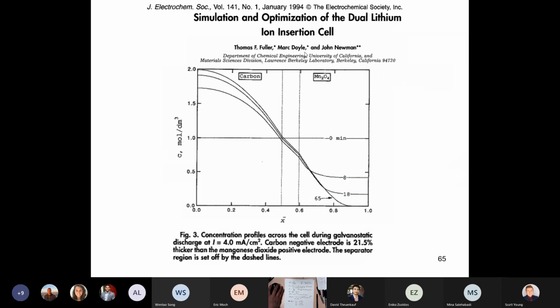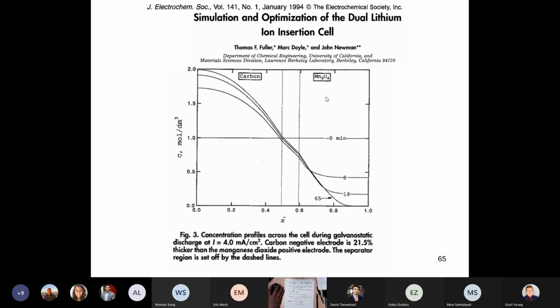So here's a paper by Tom Fuller. He's now at University of Central Florida, is he? Or is it Georgia Tech? Can't remember. And Mark Doyle went to work at DuPont. He may still be there. And John Newman's retired, I think.